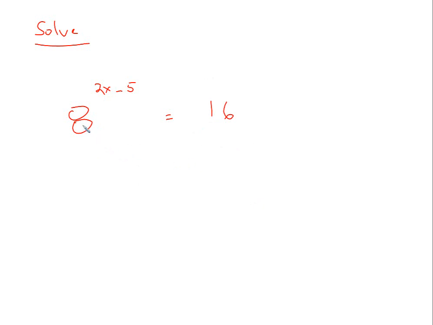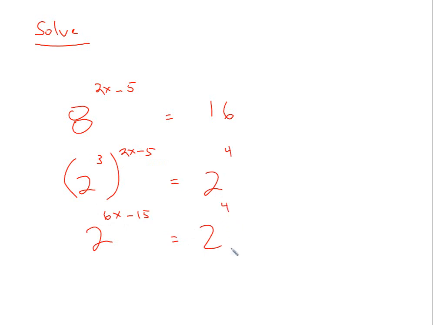Looking at these values, I am going to be able to get the same base, because 8 I know is 2 to the third power. Then we still have the 2x minus 5 out here. 16, I know, is 2 to the fourth power. So we follow exponent rules. That's just going to give us 2 to the 6x minus 15 is equal to 2 to the fourth.